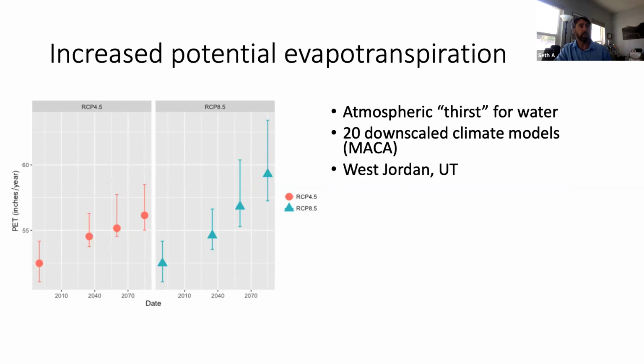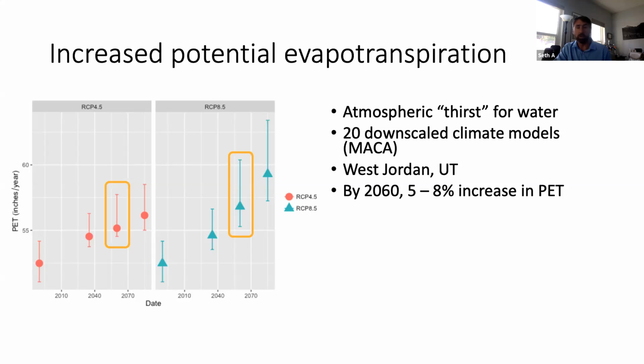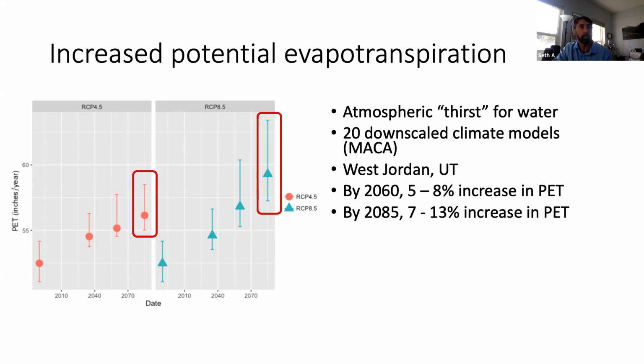And this is looking at just absolute increase in potential evapotranspiration through 3 time periods. By 2060, there's projected to be a 5 to 8% increase in potential evapotranspiration: 5% for the moderate emissions scenario, 8% in the high emissions scenario. By 2085, there's a projected 7% increase under the moderate emissions scenario in potential evapotranspiration, and a 13% increase in potential evapotranspiration under a high emissions scenario.